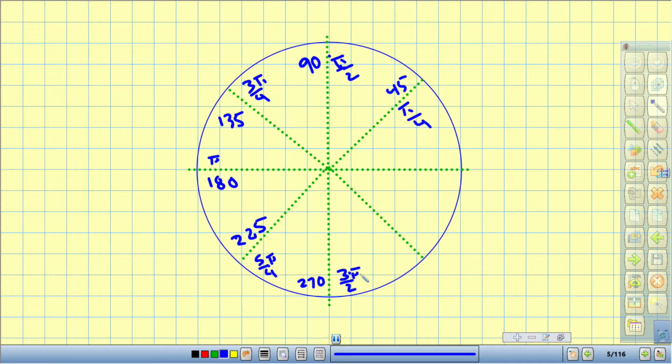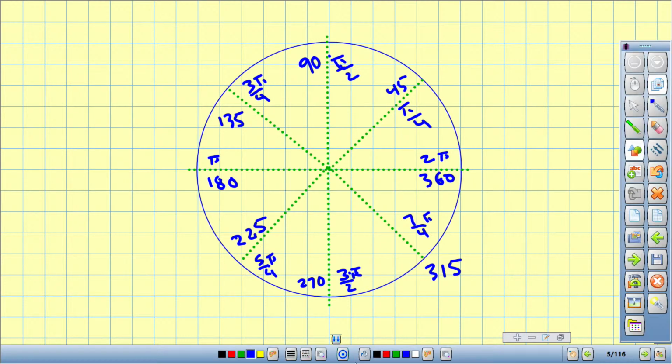Add another one, 7/4 of the pi would be here. 7/4 of the pi. How much is this? 315? Because 270 plus 45 is 315. And then the last one is going to be the 2 pi's, or 360.